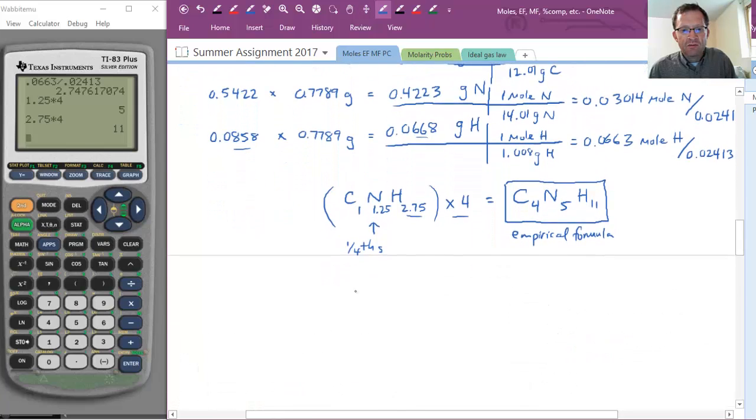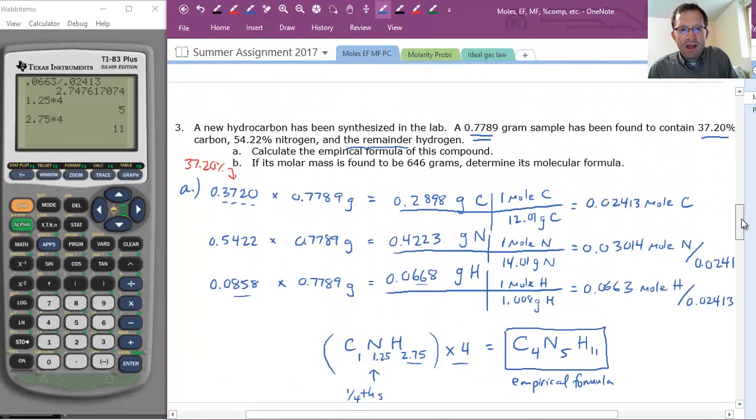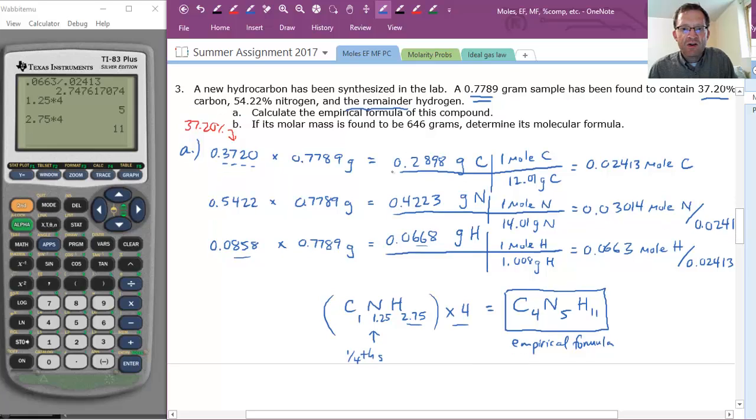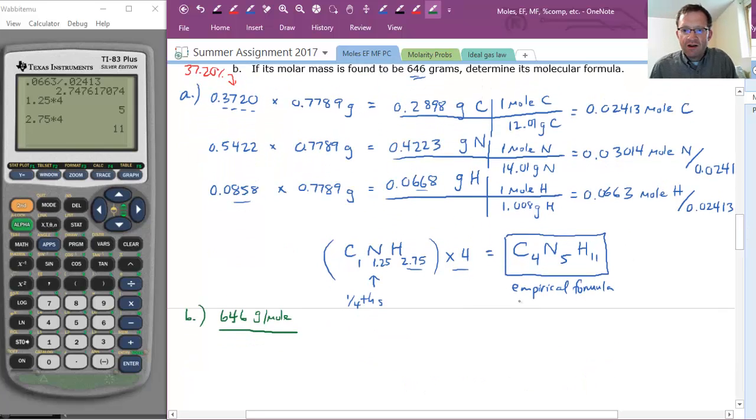I'm going to give myself a little more space again. And if its molar mass is found to be 646, all right, so I'm going to switch the colors again. Remember, we want to take molar mass, 646 grams per mole, divided by the mass of the formula we just calculated, C4N5H11. We want to figure out what the mass of that is and put it here in the bottom. And that'll help us to get our multiplier, right?